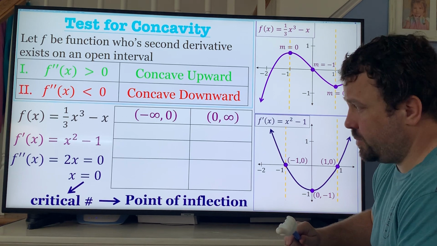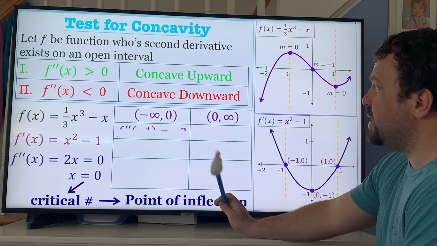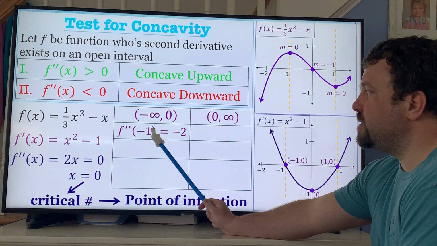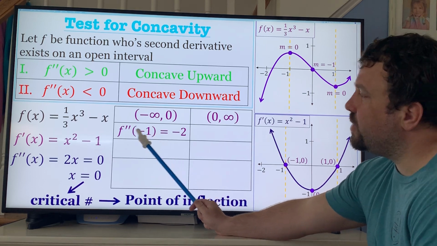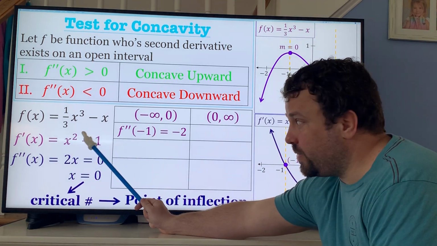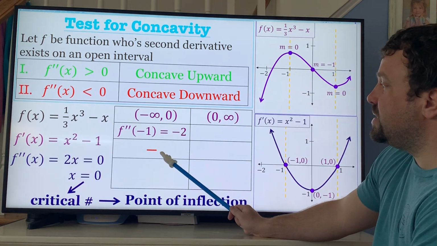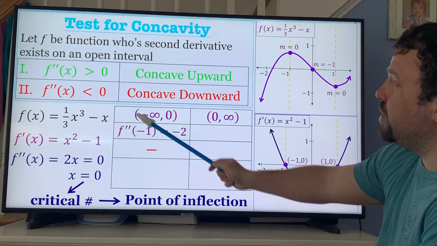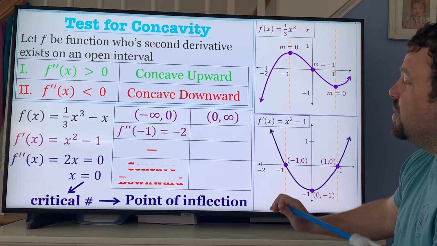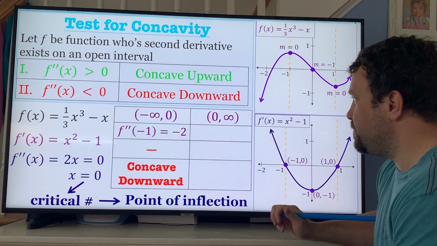Got it so far? Awesome. So you pick test numbers. What numbers between negative infinity and 0? Negative 1. Now you're going to plug this negative 1 into the second derivative, not the first derivative. When you plug it in, 2 times negative 1 is negative 2. That is a negative number, and as we said before, negative numbers are less than 0. That is concave downward.